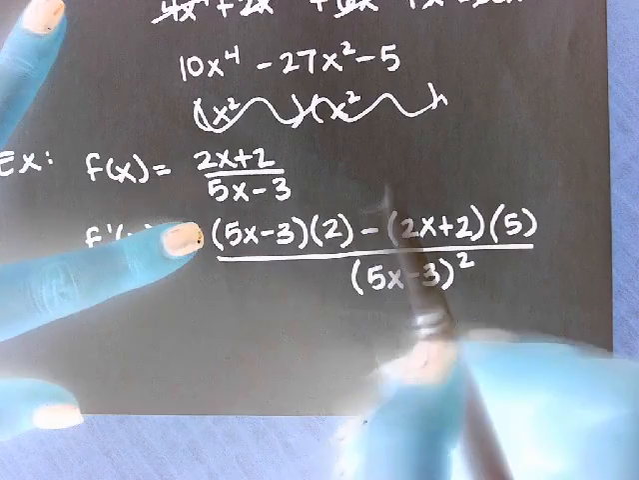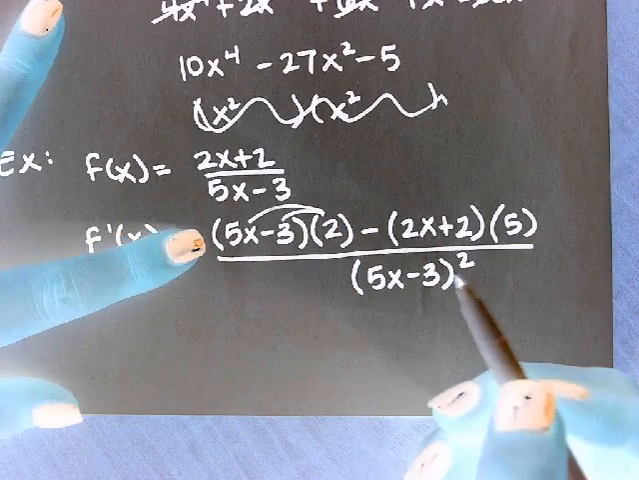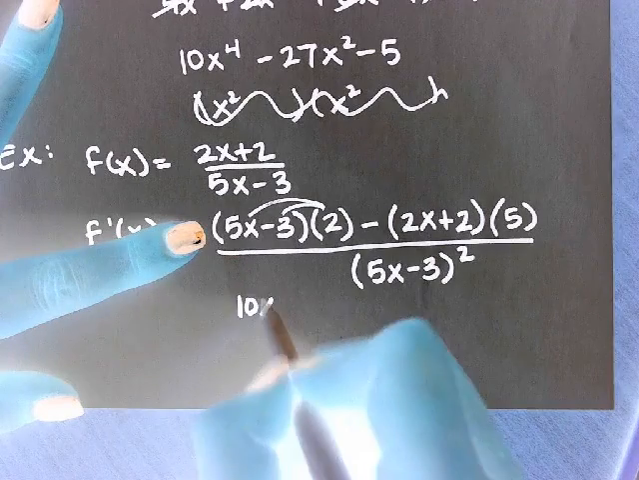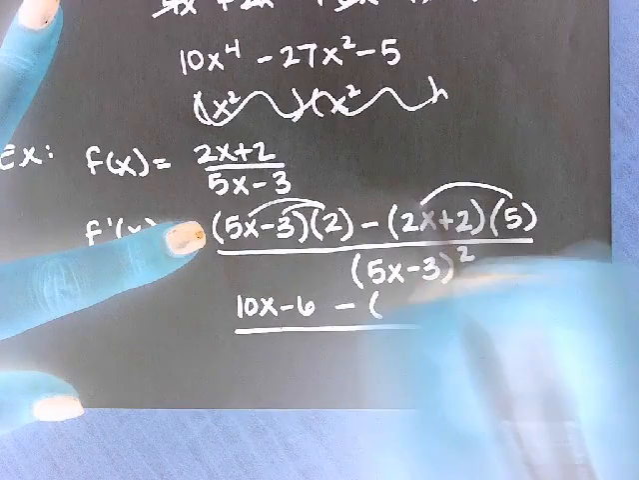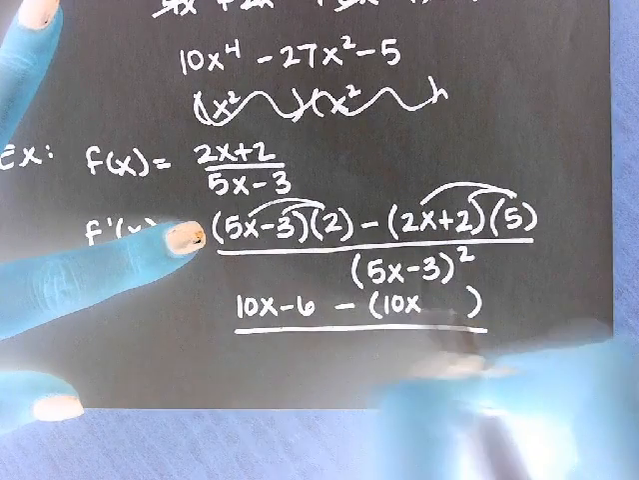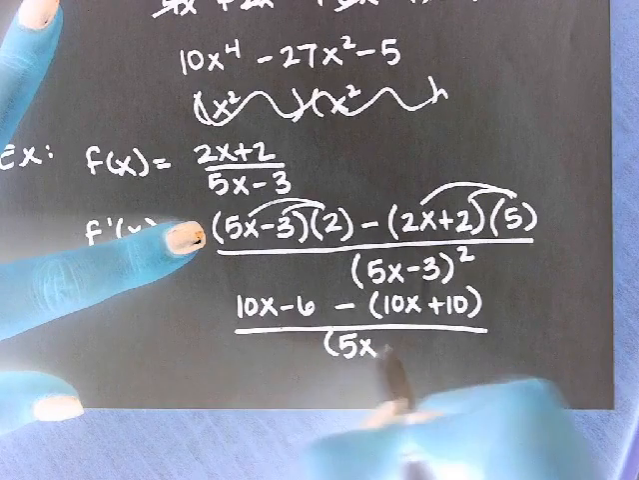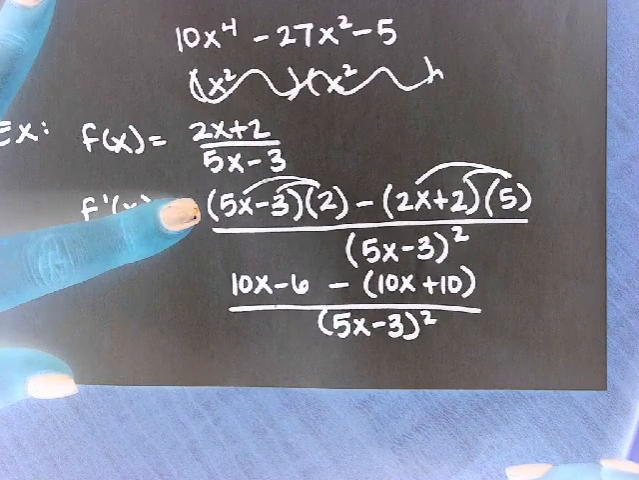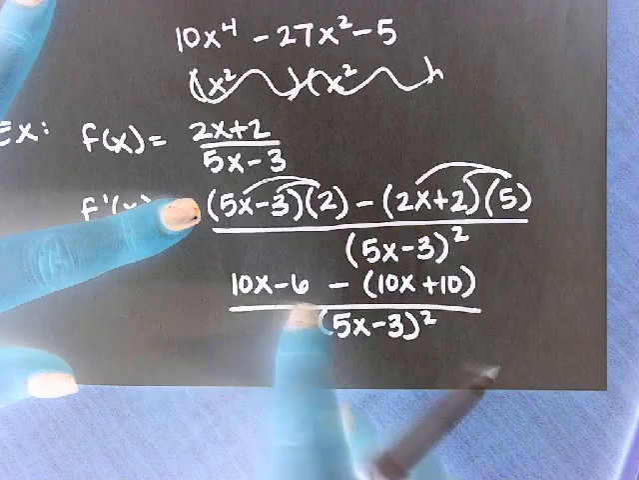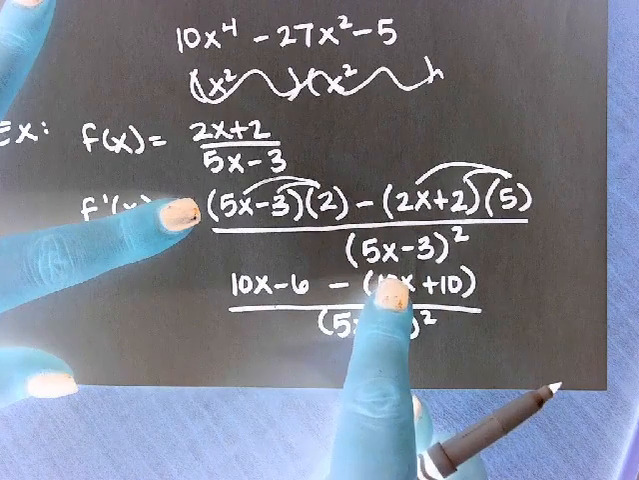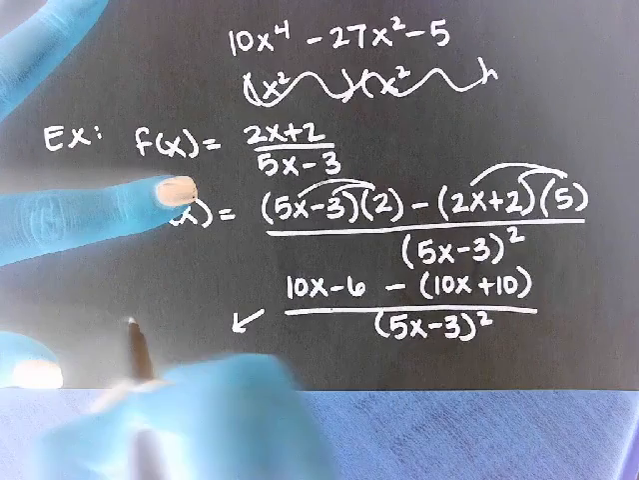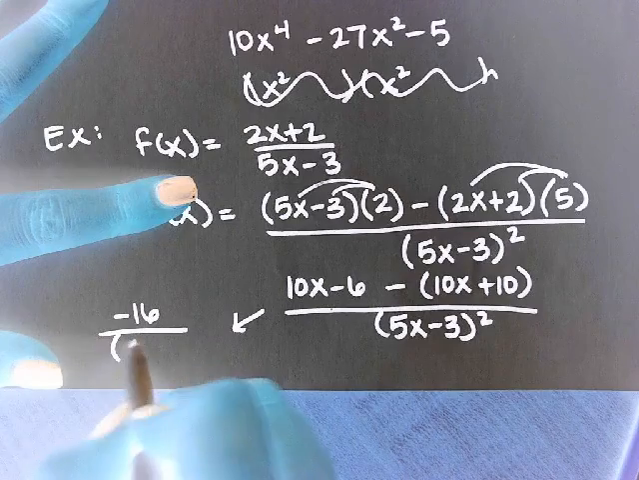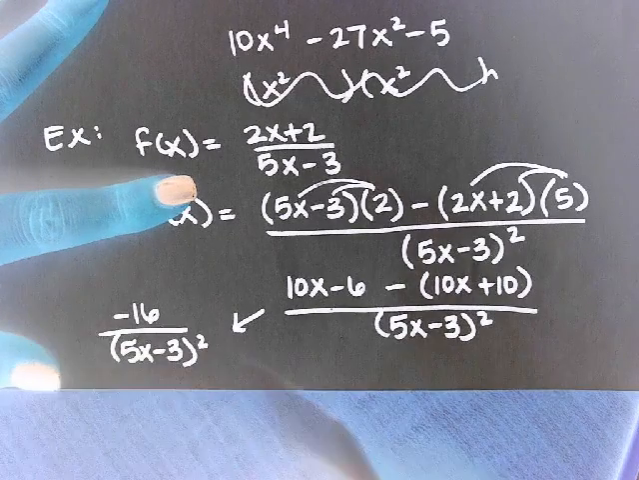All right, so let's go ahead and clean this up a little bit. So we've got 10x minus 6 minus, I'm going to go ahead and put this part in parentheses. And then what do I get here? Okay. And then those 10x's immediately die. 10x and negative 10x, and a negative 6 and a negative 10. So that's going to give us negative 16 over 5x minus 3 squared.